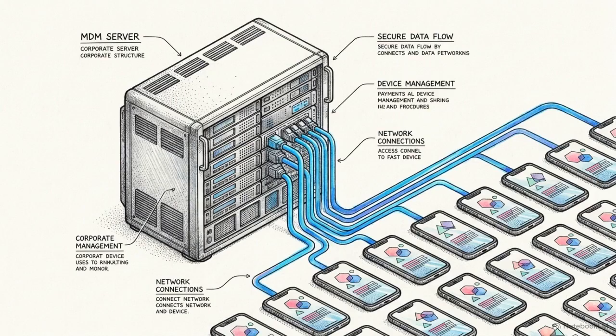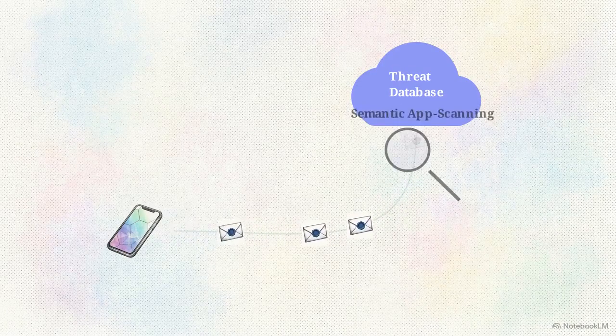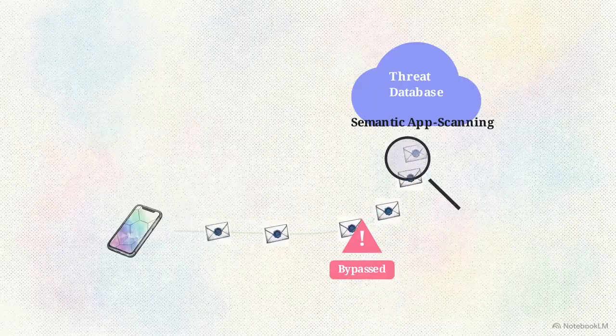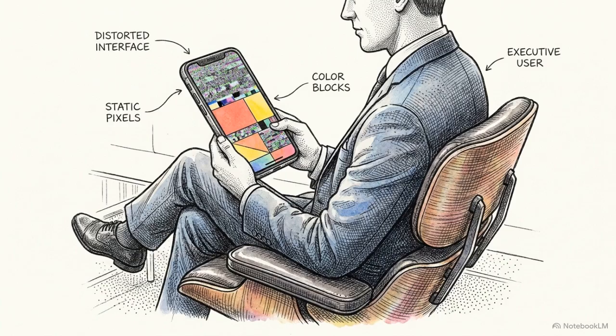The standard enterprise response is to deploy centralized mobile device management, or MDM, assuming this closes the gap. But the legacy mobile threat defense solutions deployed through these MDM profiles rely almost entirely on semantic app scanning and cloud lookups to identify threats. As outlined in this executive brief, legacy mobile security is structurally incapable of stopping modern state-sponsored exploits. Relying on semantic scanning at the mobile edge offers an illusion of protection, leaving high-value targets entirely exposed.